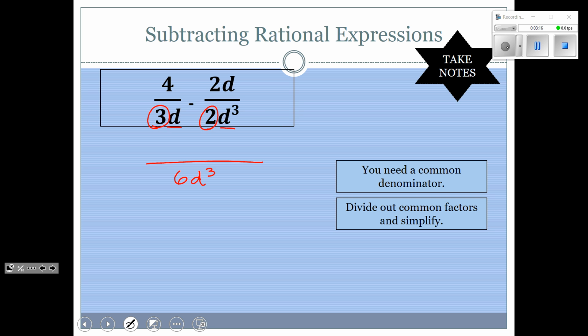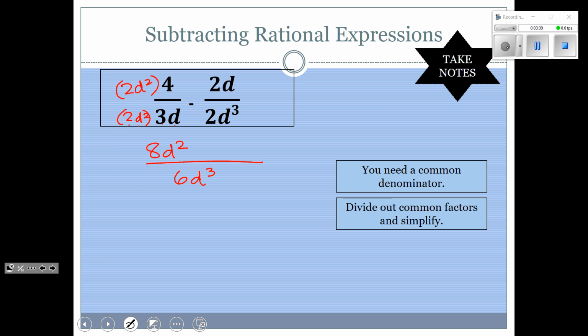Then we look at each denominator and ask ourselves, what do we have to multiply 3d by in order to get 6d cubed? I would have to multiply it times 2d. That would be 6d squared. Oh, d squared, because we need d cubed. So I have to multiply the top times 2d squared. And that's going to give us 8d squared.